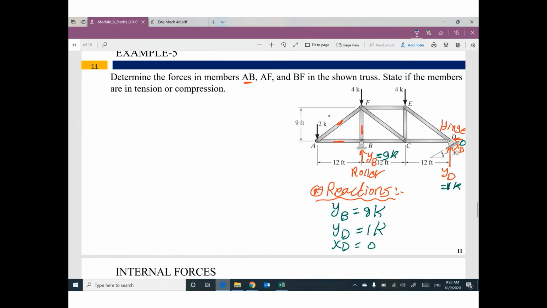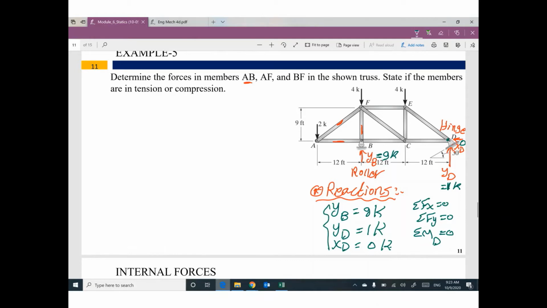If you apply summation f of x equals 0, summation f of y equals 0, summation moment at any point equals 0, I recommend taking moment at D. You will find these reactions.